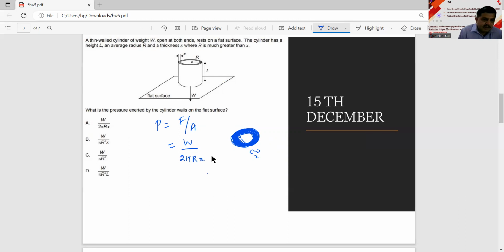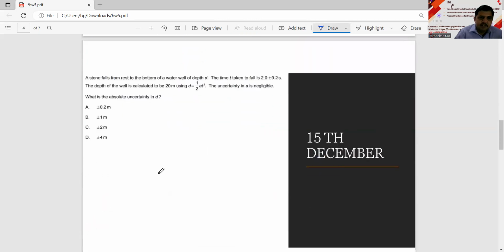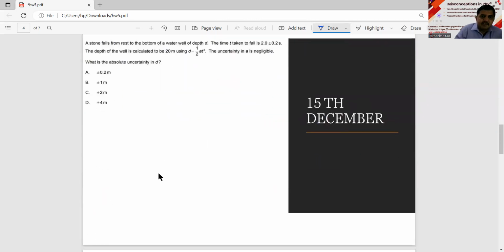I have seen many students working out or giving an answer as either this or this, but both are incorrect. Remember, the area here should only be with respect to what mass is in contact with the surface. Thus, A should be the right answer. Okay, now let us move on to the next one. A stone falls from rest to the bottom of a water well of depth D.